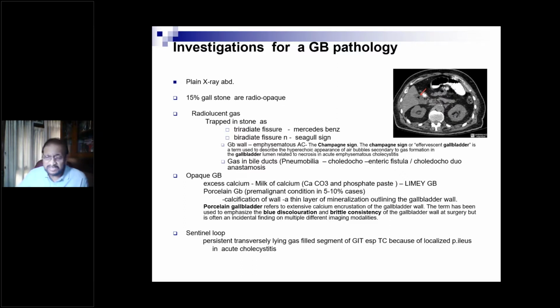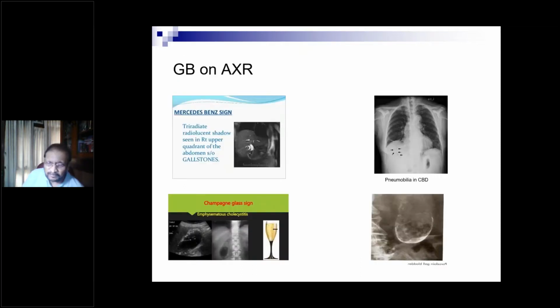Here, in a patient with acute cholecystitis, what is lying in close proximity to the gallbladder? Transverse colon. So you can get a small segment of transverse colon with air trapped inside because of paralytic ileus on either side. The central part of the gas expands the transverse colon. It is collapsed on one side, collapsed on the other side because of paralytic ileus. So that gives a transversely lying segment of gas shadow. Right? So I just want to show you the AXR.